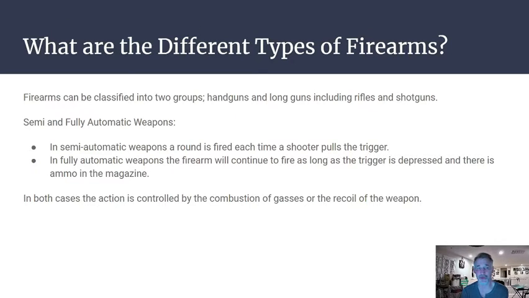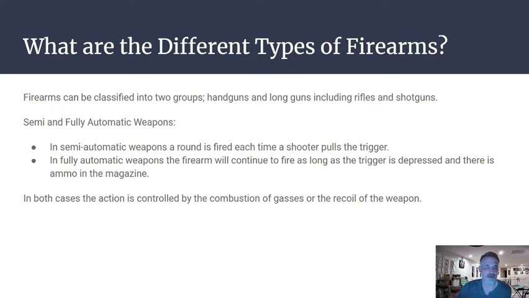In a semi-automatic weapon, a round is fired each time the shooter pulls the trigger. So you have to pull the trigger every time you want to fire. Now, as fast as you can pull that trigger and the actions are working properly, that's as fast as you can shoot a bullet or a projectile. In fully automatic weapons, it's a little bit different. The firearm will continue to fire as long as the trigger is depressed. So you can pull the trigger, hold it down, and it'll continue firing until you run out of ammo.